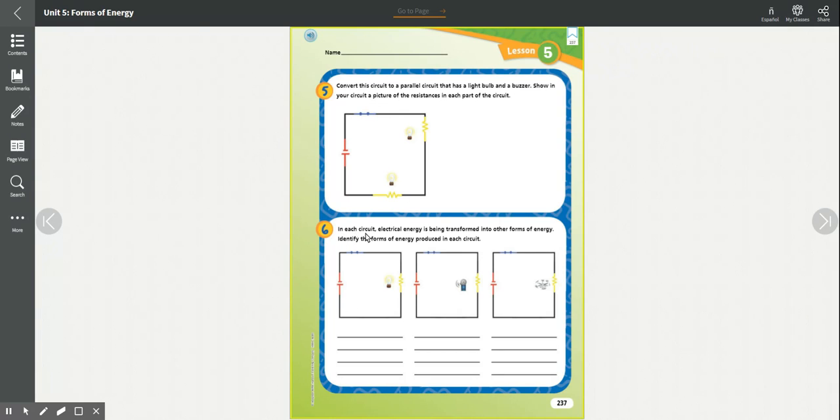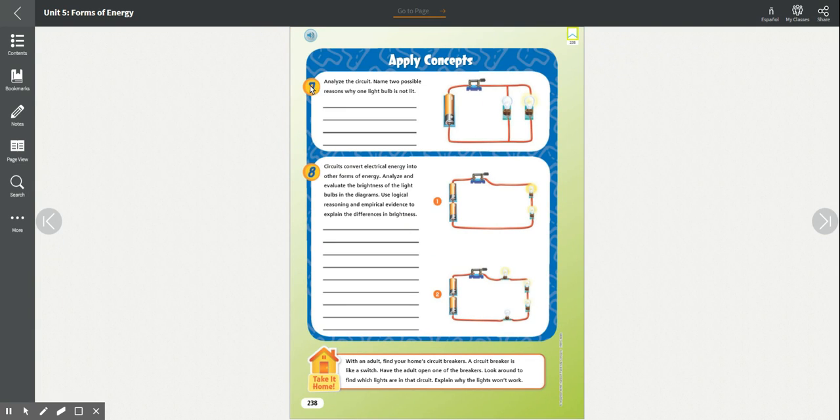And 6, in each circuit, electrical energy is being transformed into other forms of energy. Identify the forms of energy produced in each circuit. If you have any questions, please raise your hand and I will come around and help you. Number 7, analyze the circuit. Name 2 possible reasons why one light bulb is not lit.